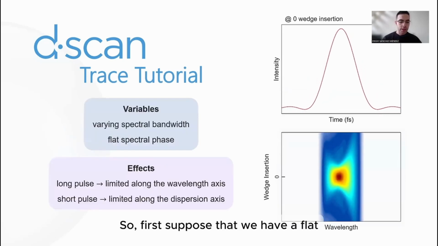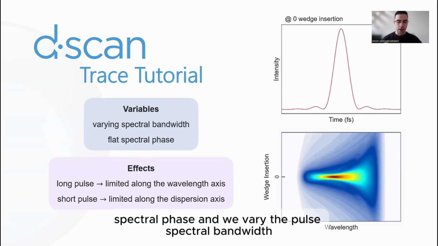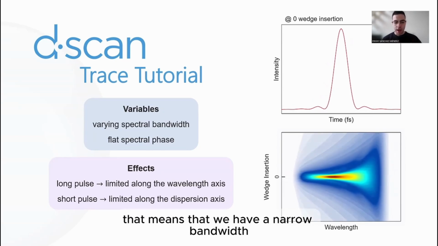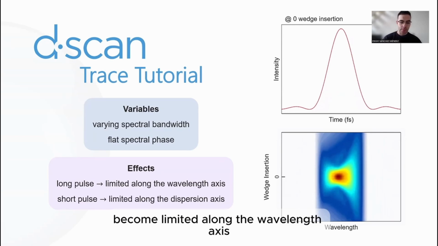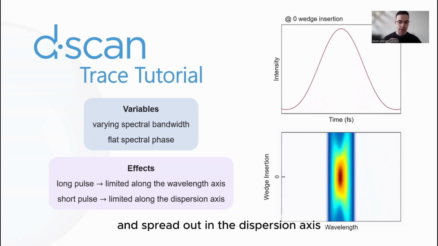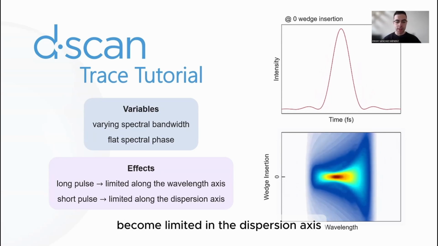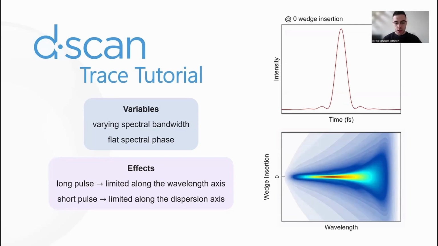So first, suppose that we have a flat spectral phase and we vary the pulse spectral bandwidth. So long pulses in time, that means that we have a narrow bandwidth, become limited along the wavelength axis and spread out in the dispersion axis, while short pulses become limited in the dispersion axis and spread out in the wavelength axis.